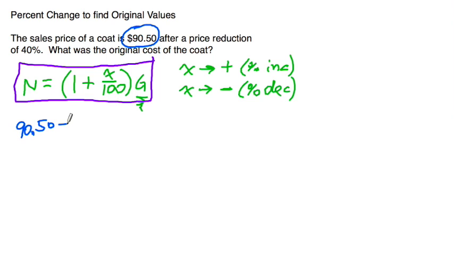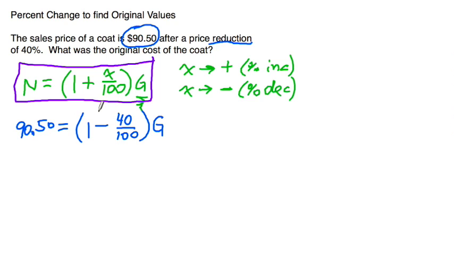90.50 is equal to, we're going to write 1. Don't write the plus too fast because it's either going to be plus if it's an increase or minus if it's a decrease. So this is a price reduction, so that means it's going to be a percent decrease. So this 40% is really negative, and it'll be 40 is the x, and that 100 has to stay under it. And then g, we don't know the original old value. Remember, g is grandma. So how do I solve for g? Well, I got to take this number in front of it and figure out what it is.